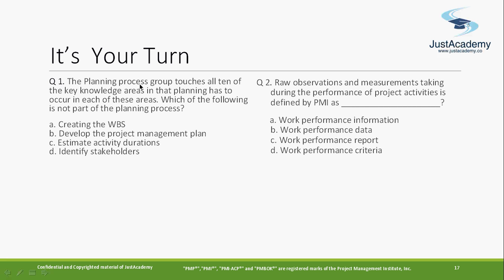The planning process group is very important. The planning process group touches all the 10 key knowledge areas, and planning has to occur in each of these areas. Which of the following is not part of the planning? It is asking which is not part of the planning, which means there will be one option that is not part of the planning. Instead of remembering all the processes, I need to find that option.